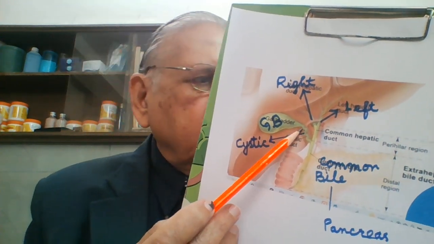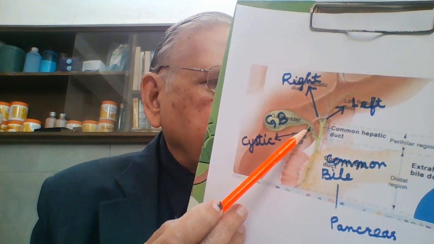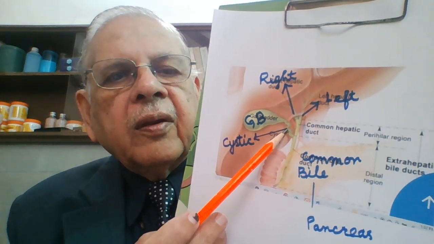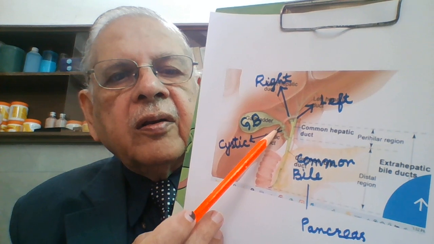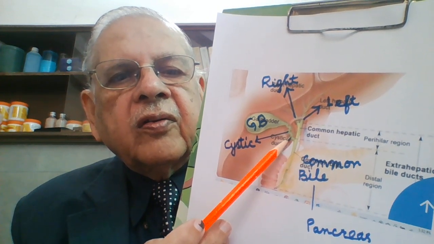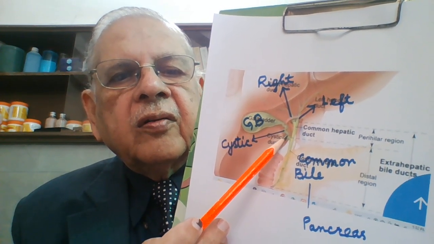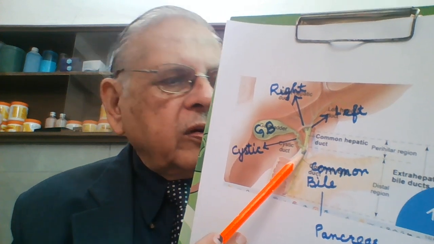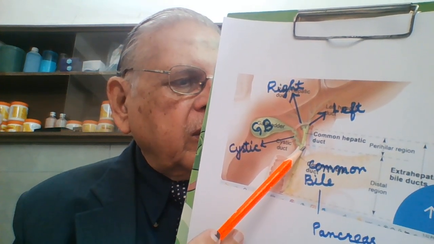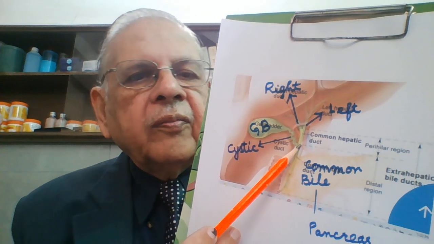this portion goes to this small tube. This is called the cystic duct. This goes and joins here the common hepatic duct.